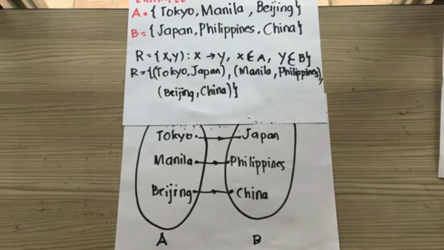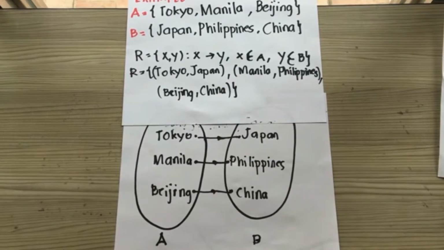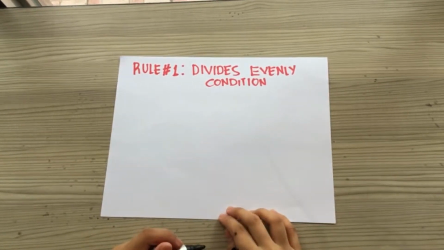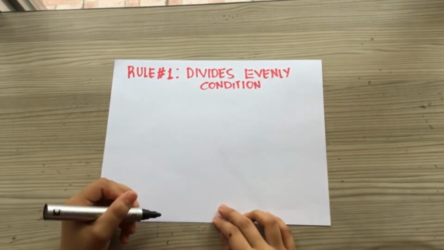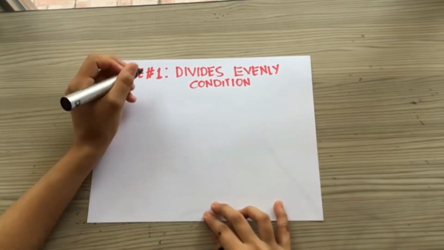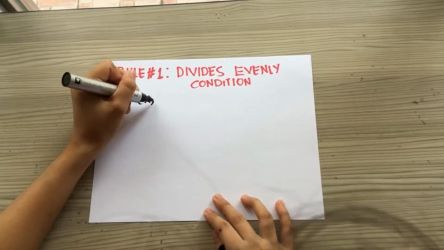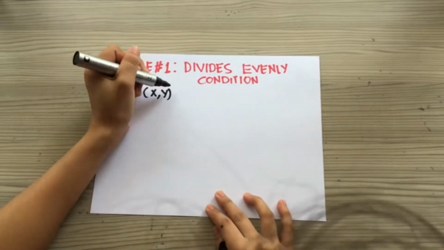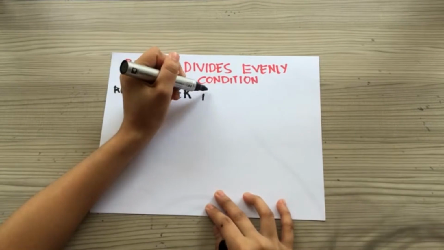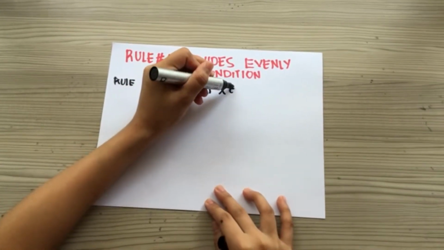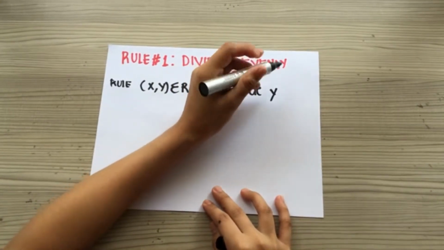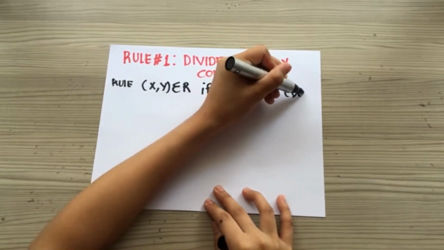Rules for membership in the relation. A relation may be defined by given rules for membership by satisfying a given condition. The first rule is the divides evenly condition. We define a relation R from X to Y by the rule (x, y) is a member of R if x divides y evenly, or y divided by x has a remainder equal to 0.